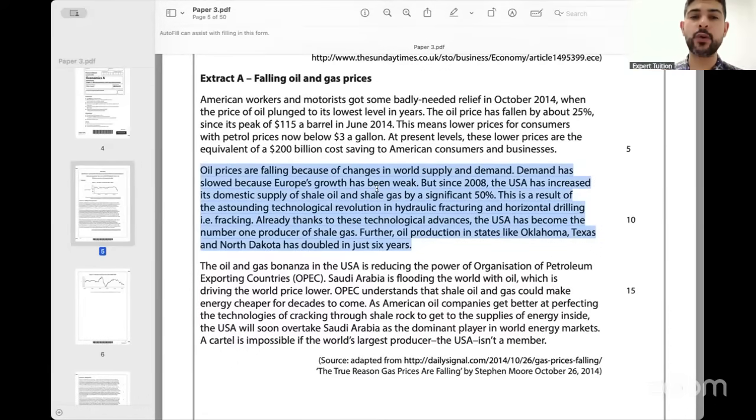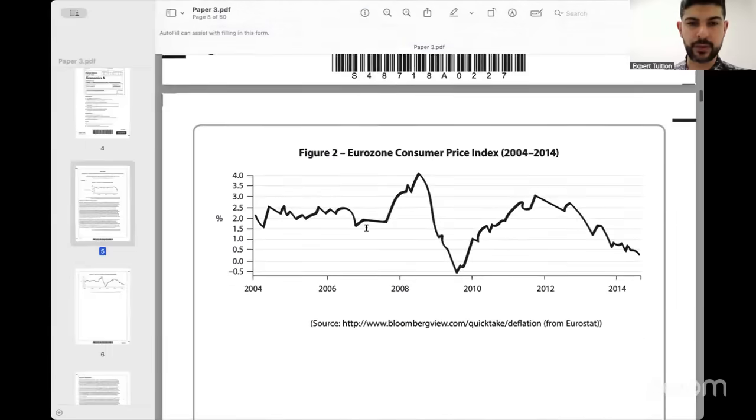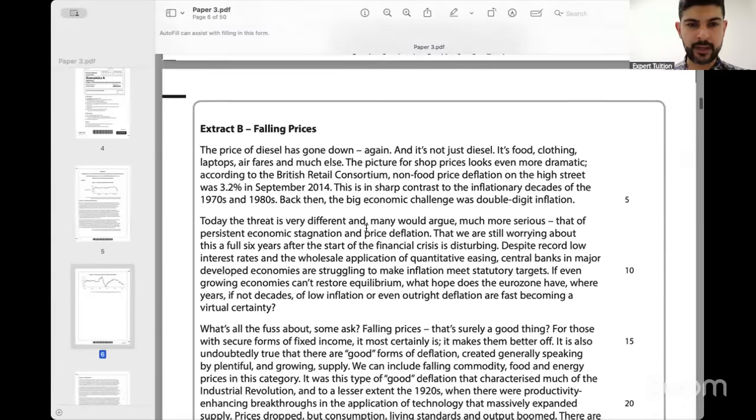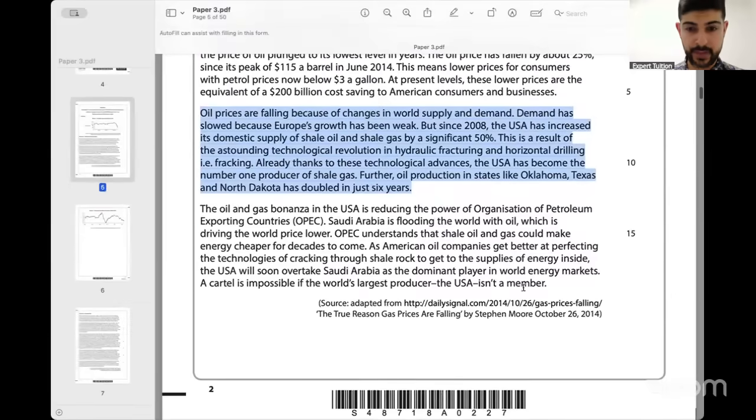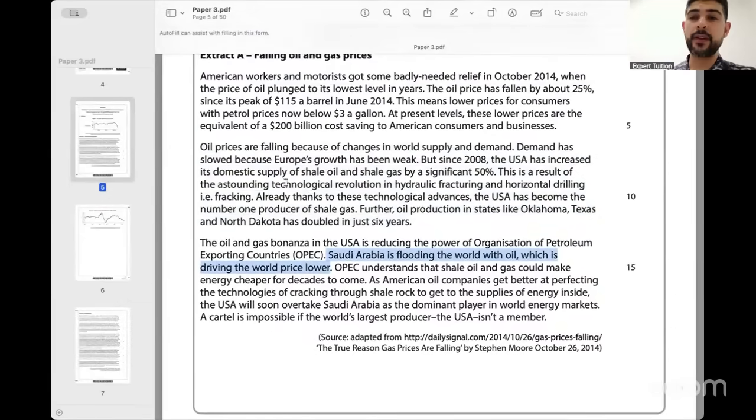Now we're looking for factors that cause supply to shift out. There's a lot of supply factors here, but because I've read the extract, we're going to skip to where actually it's at. And it's here, sorry. This. Look at that. Saudi Arabia is flooding the world with oil, which is driving the world price lower. Do you guys agree that shifts out supply?